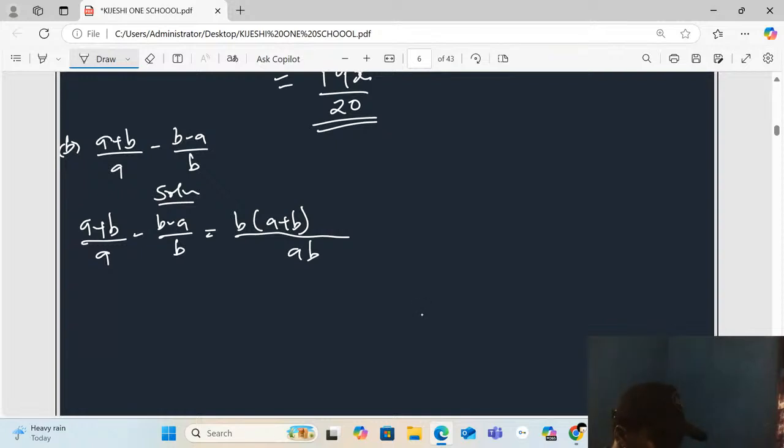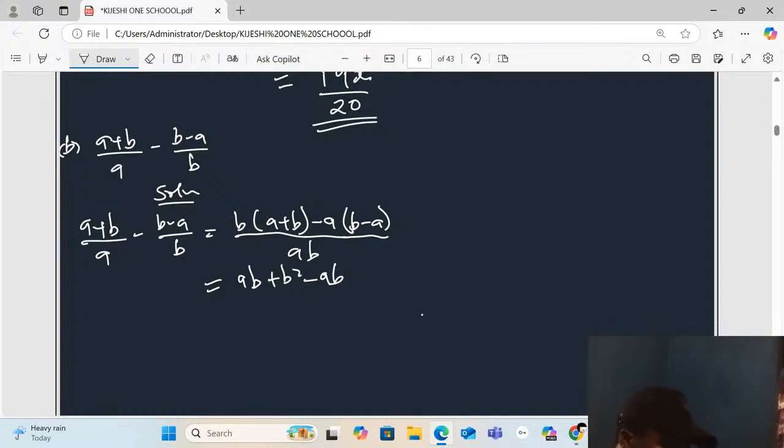Now, AB divided by B is A, so minus A into (B minus A). Now we open the brackets. B times A is AB, plus B squared, minus A times B, that is AB.